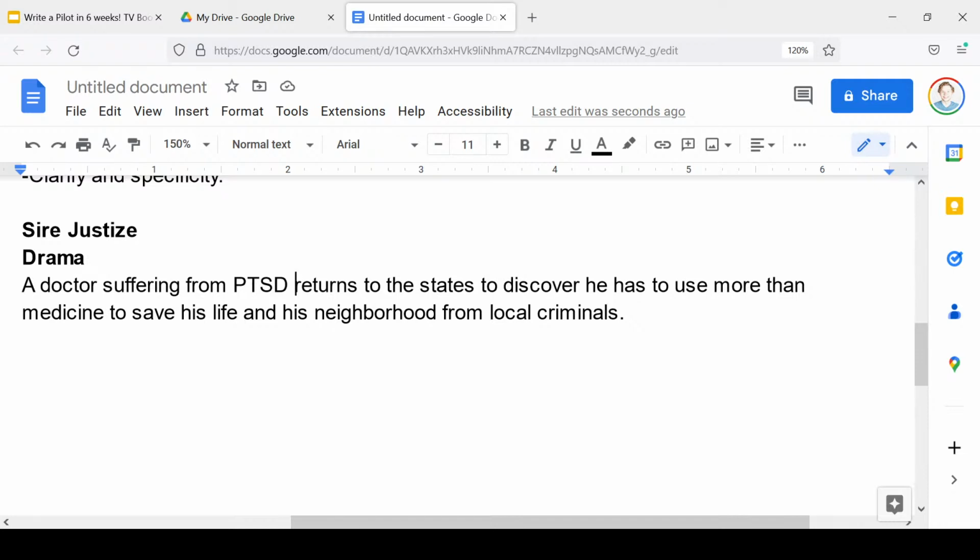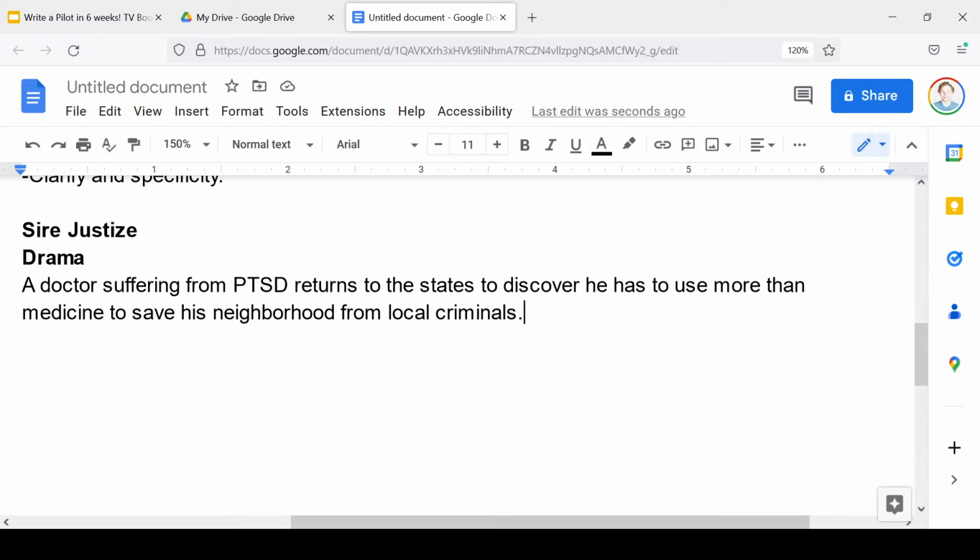Discover he has to use more than medicine to save his life and his neighborhood. So I would probably just say to save his neighborhood. We understand that the more this conflict escalates, his life will probably be at stake. Just left it how I had it. Okay, yeah, that's what I had originally too. I see. Yeah, so your instincts were probably right there. And when you say he has to use more than medicine, you mean he has to kill the bad guys? Is that right?